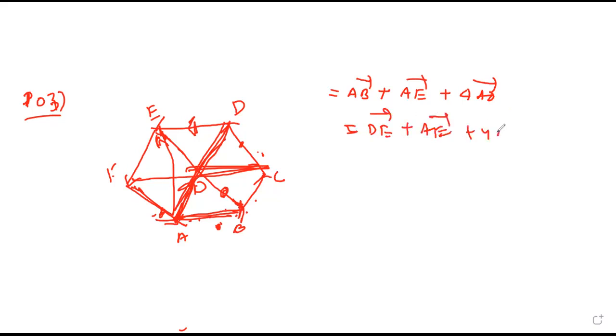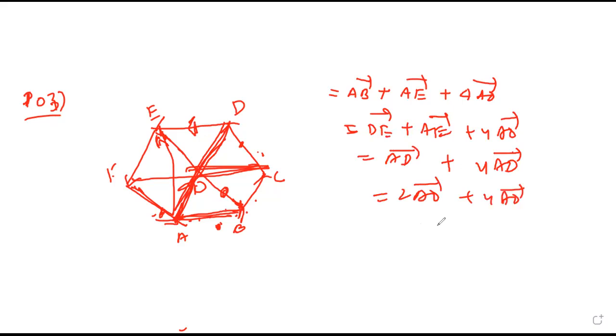This is A to D, plus 4 times AO, and A2D is double of AO. Yes, sir, understood. 6 AO. Somebody might start with some different method. The ultimate answer will be the same.